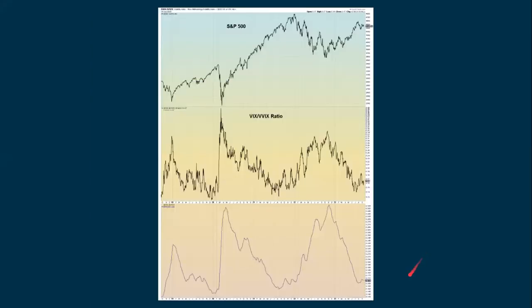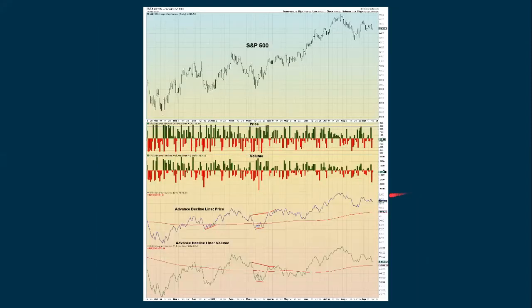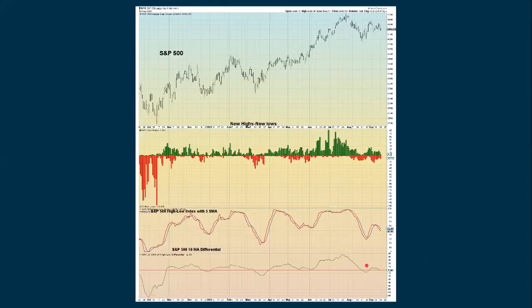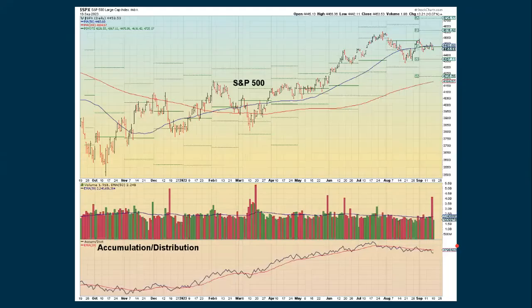Looking at the VIX to VVIX ratio, it's also starting to turn back down slightly. So that is positive longer term, but also even longer term, the equity put call ratio based on 253 periods, it's continuing to advance. The advanced decline ratio, still above the moving averages based on price and volume. We're seeing a little bit more weakness right now based on volume. The new highs, new lows study, we're starting to see it more convinced going down with our 5-period and with our 10-period. We're just about at the midpoint with the advanced decline ratio as the market's been chopping sideways.